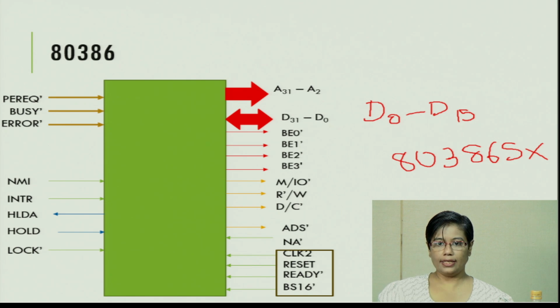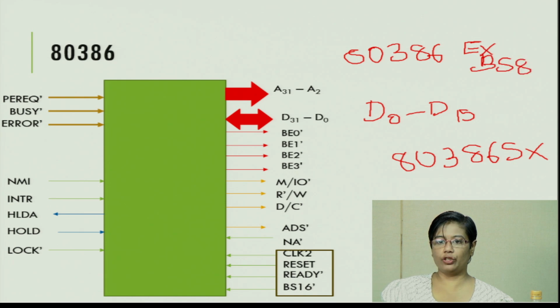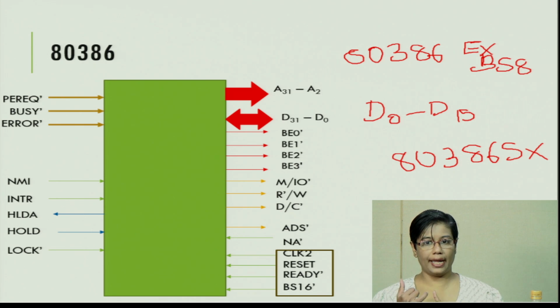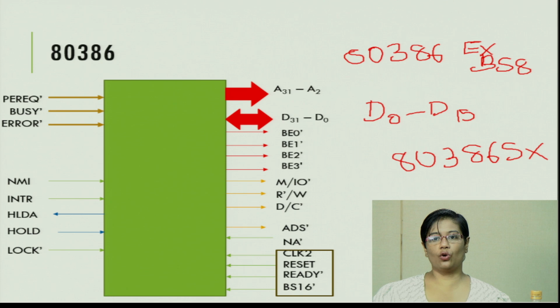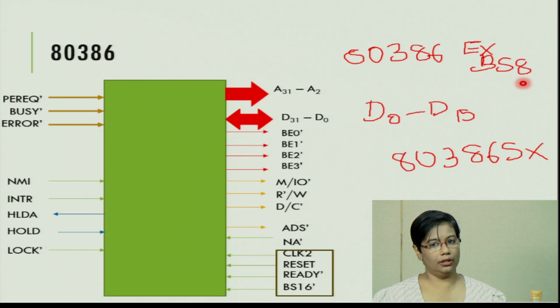There is another variant of 80386 which is called 80386EX. In 80386EX you have one more signal available, which is called the bus size 8 signal. The bus size 8 signal allows you to control the data bus to be 8 bits, 16 bits or 32 bits. So in 80386EX, you can have either an 8-bit data bus, a 16-bit data bus or a 32-bit data bus.